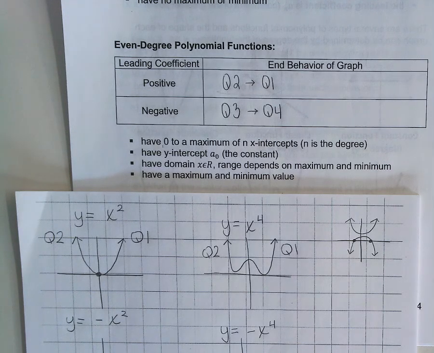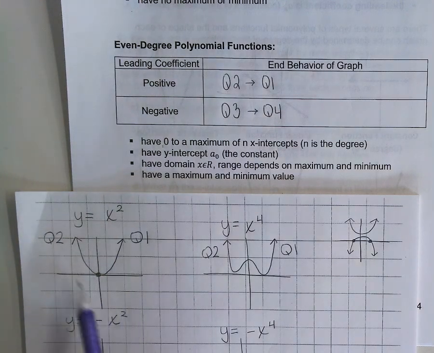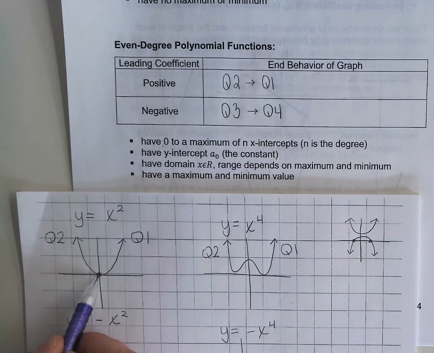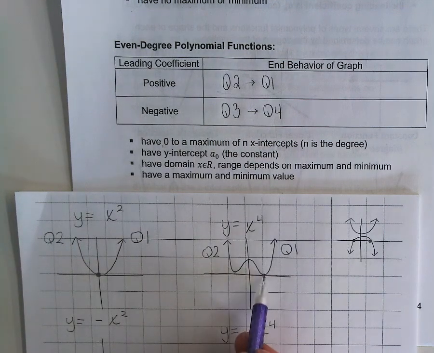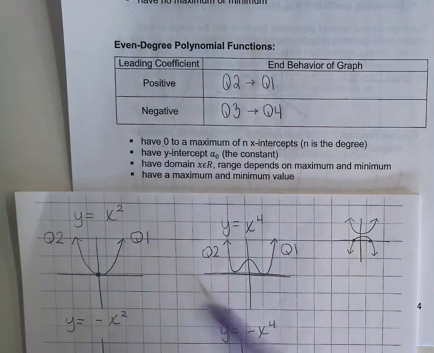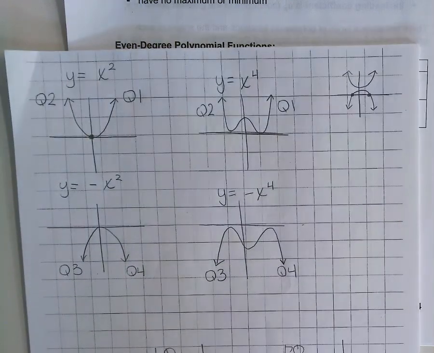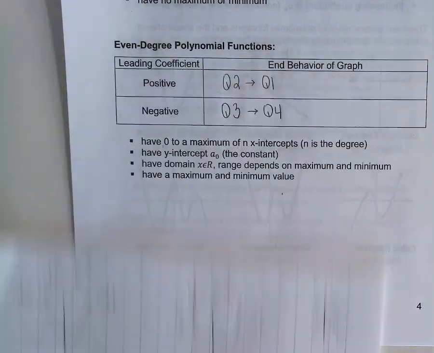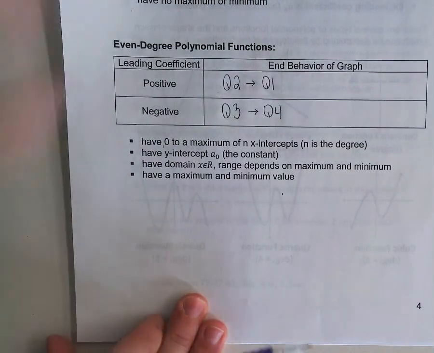These polynomial functions of even degree also have y-intercepts that are at the constant. Their domain is always all real numbers because they extend left and right infinitely, but these functions have a maximum or a minimum. So you'll see here this quadratic has a minimum at 0. This one does as well. And so the range is going to go from that minimum and extend upward, or like in this case, from this maximum downward. So those are the general characteristics of polynomial functions.